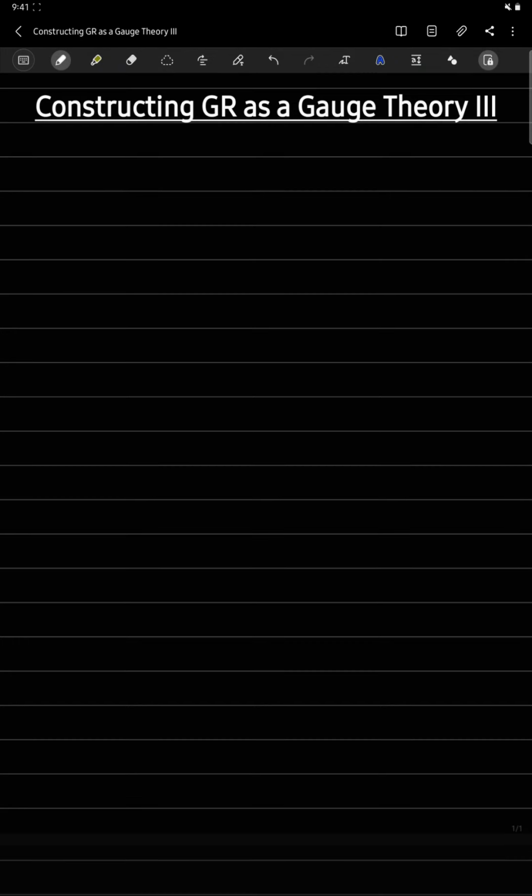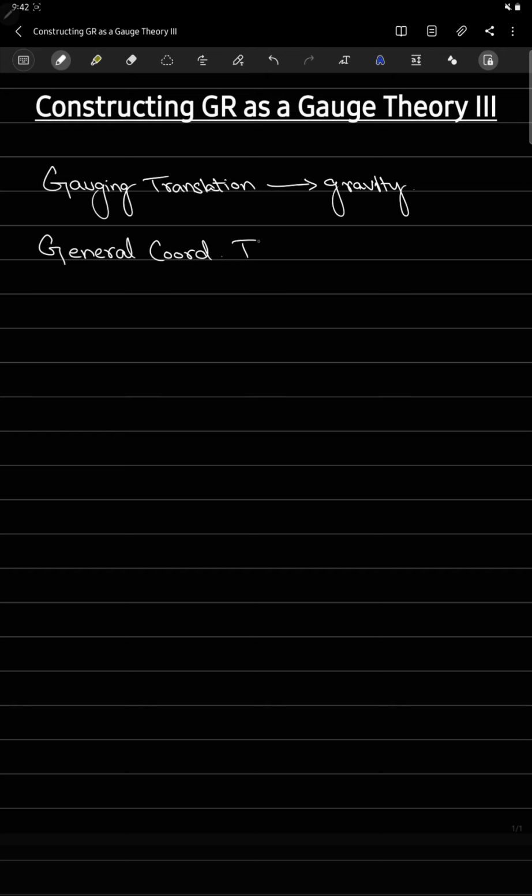In this final part, that is part 3 of general relativity as a gauge theory, my goal would be to extract gravity by gauging the translations. So if I gauge translation, that would give me gravity. So we'll start with what is called general coordinate transformations, and I would refer to this as GCT from now on.